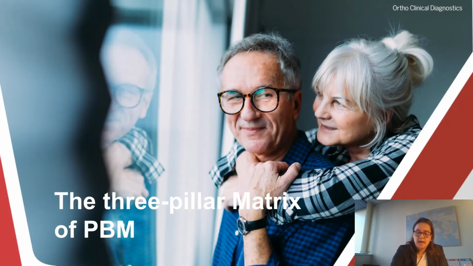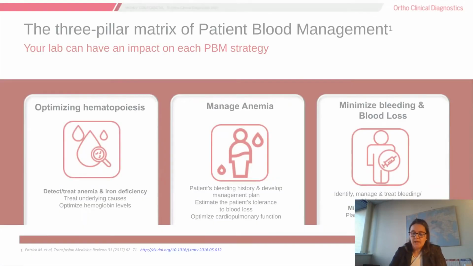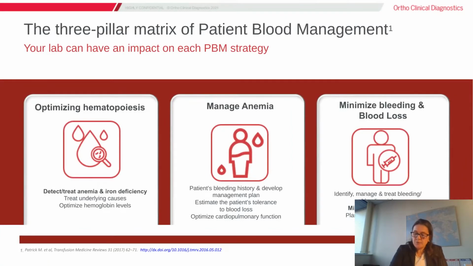So let's now speak about the three-pillar matrix of patient blood management. Let's describe all of them. First of all, optimizing hematopoiesis is the first pillar, which means detecting and treating anemia and iron deficiency, but also treating the underlying causes and optimizing hemoglobin levels.